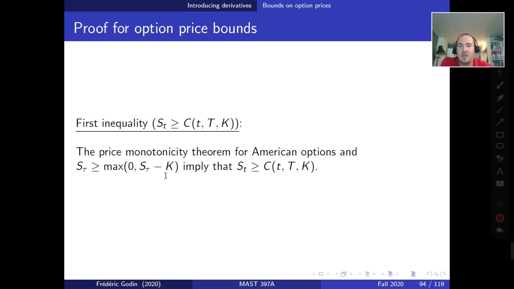In fact, this is strictly greater than S tau minus K. So because of that, S tau is greater or equal to this and this. S tau is greater or equal to the payoff of the American option at all times. So the price of the former asset must be greater or equal to the price of the second asset.